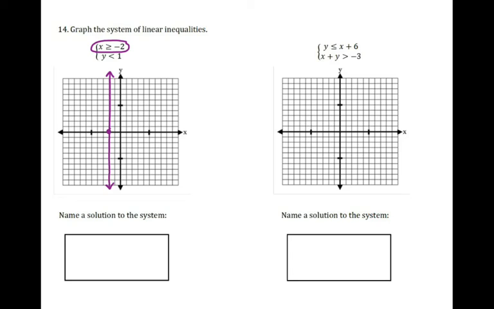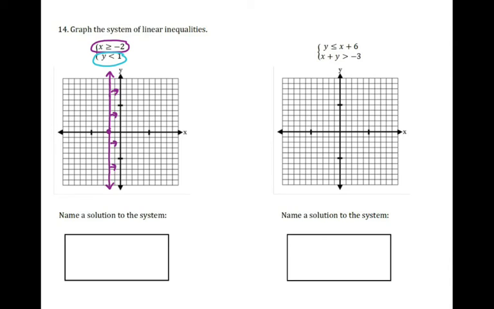Now for figuring out where to shade, it says x is greater than or equal to -2. So values that are greater than or equal to -2 would be everything to the right of that line. So I'm just going to draw little arrows to indicate that that is where I would shade. I'm not actually going to shade yet, just because I do still need to graph my other line.